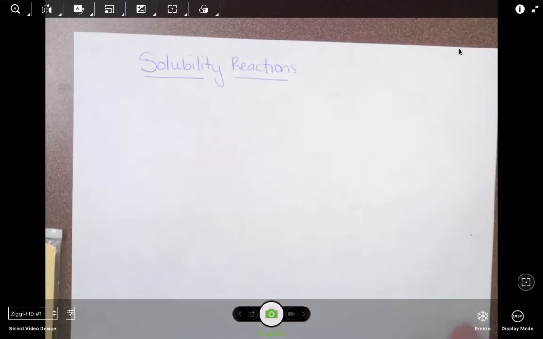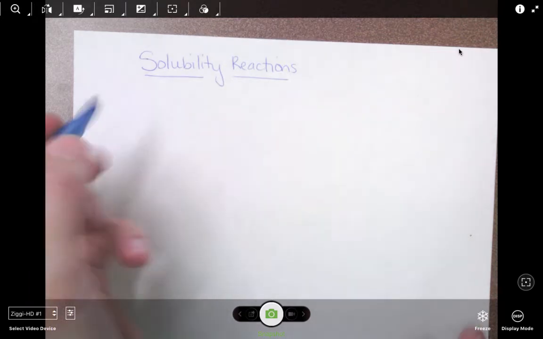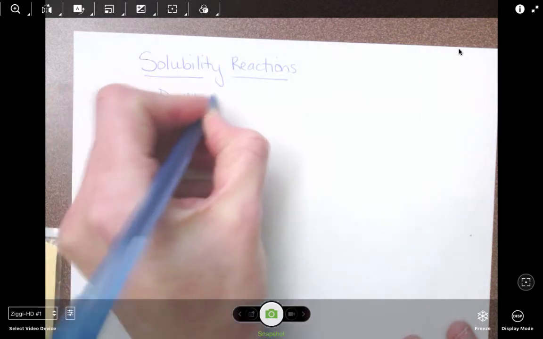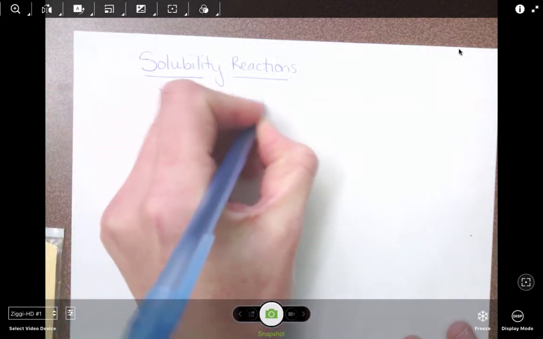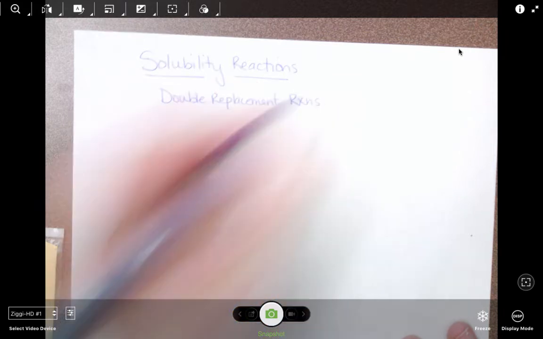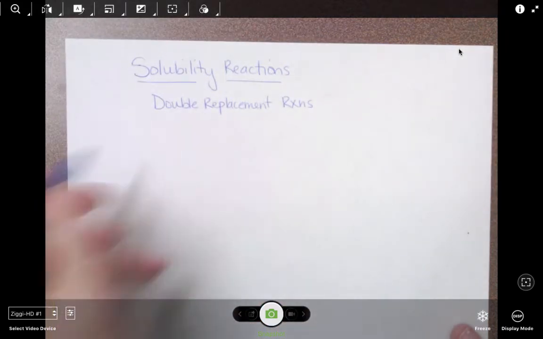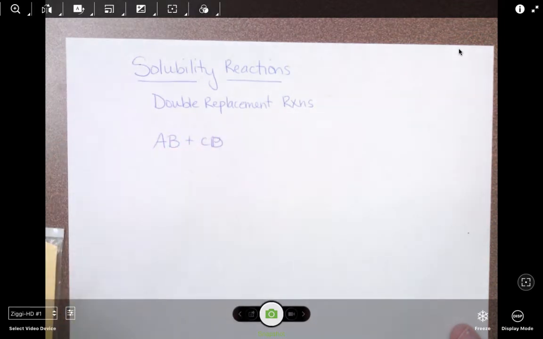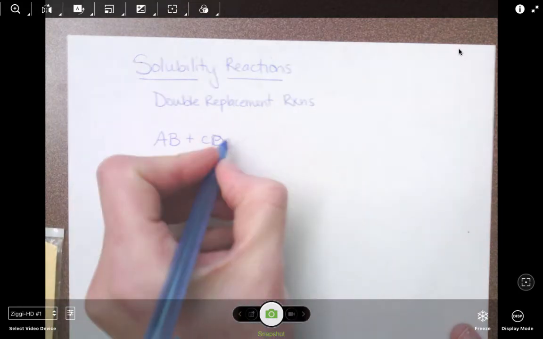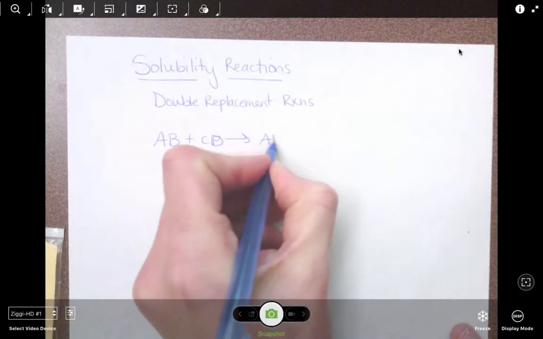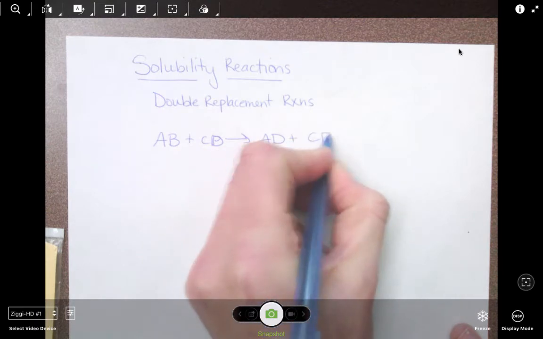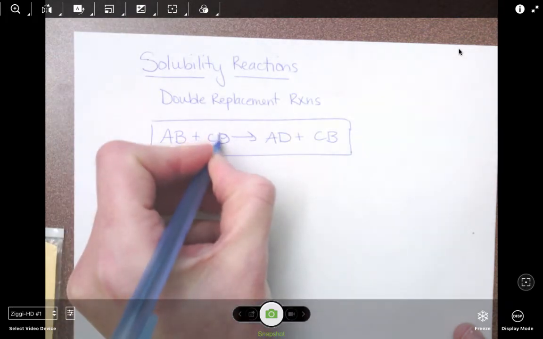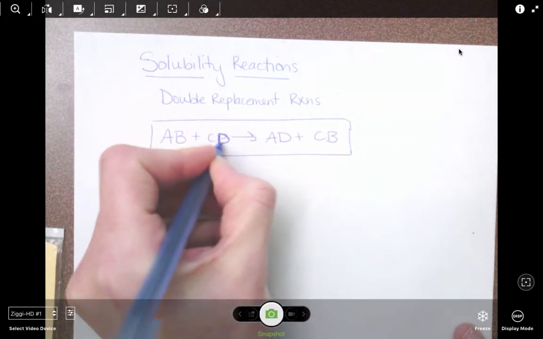We're going to be talking about solubility reactions, and solubility reactions are really what are called double replacement reactions. The general formula for a double replacement reaction is AB plus CD produces AD plus CB. And I'll explain what this means with a reaction in just a minute.